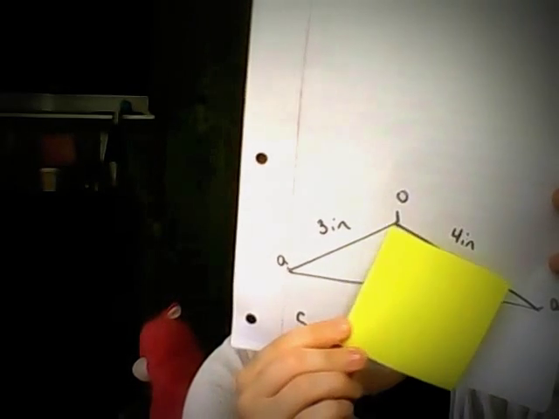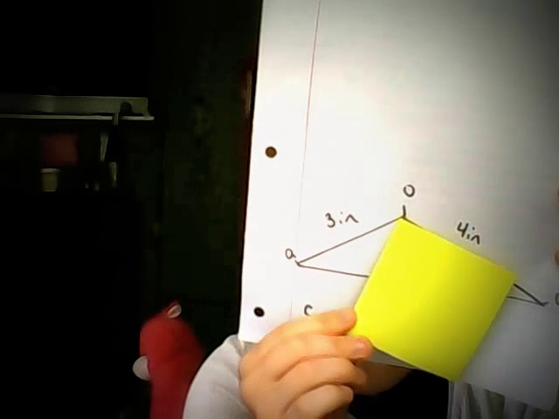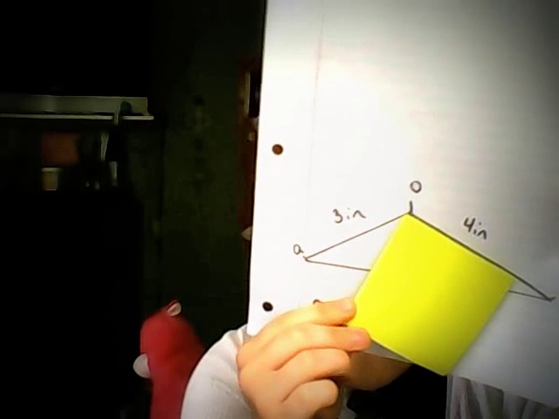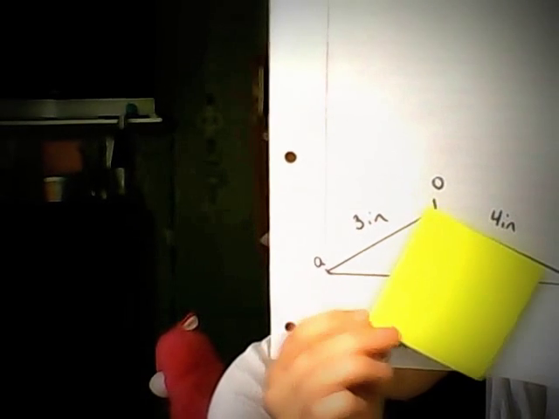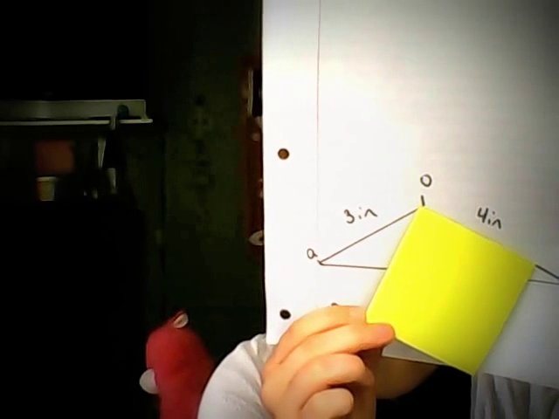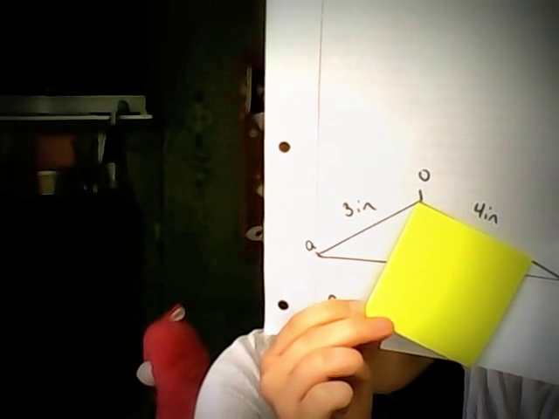Remember how we used our index cards or sticky notes? And we put the sticky note right up there in the angle to see? Well, look right here. You can see one of the side lengths completely. You can see this entire side length. That's because this angle is larger than 90 degrees, making it obtuse.